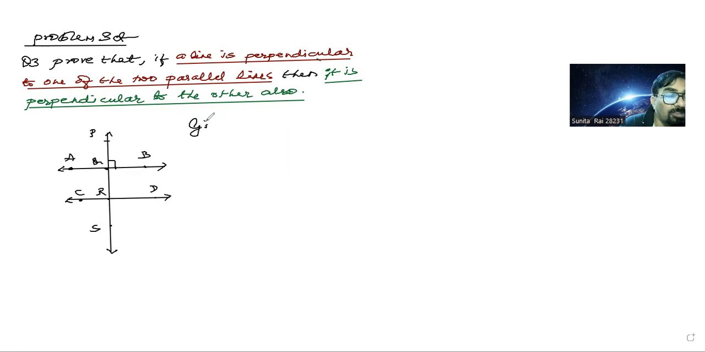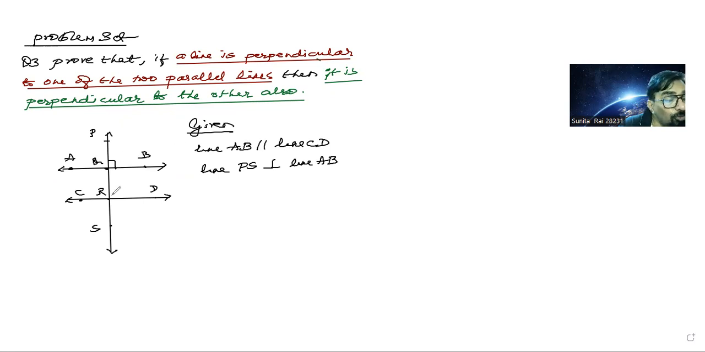Just have a look here. What is given? I have drawn two parallel lines first. So I'll say line AB parallel line CD. Okay, these two parallel lines. Picture talk I'm writing. Then I've drawn a line perpendicular to one of the parallel lines. So I have drawn this line PS. This line PS is perpendicular to line AB.